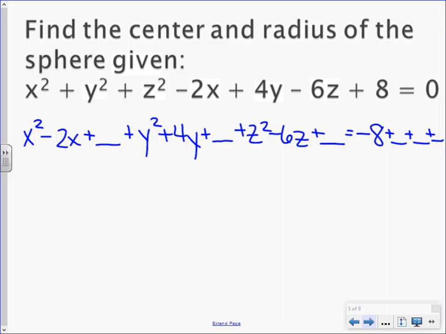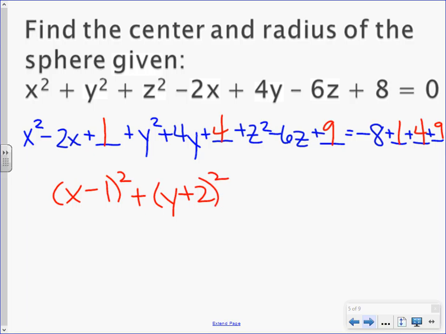Matthew, what completes the square for x squared minus 2x? Amanda, what completes the square for y squared plus 4y? 4. Grant G, what completes the square for the z's? 9. So we have x minus 1, the quantity squared, plus y plus 2, the quantity squared, plus z minus 3, the quantity squared, equals 6.